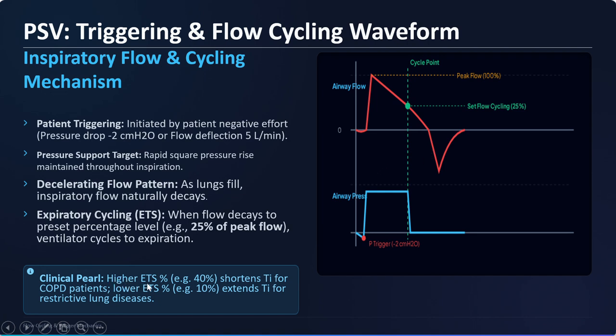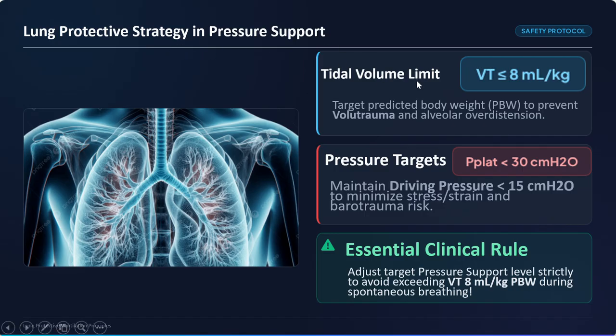Here in the clinical picture, if the patient needs a shorter inspiratory time, you set a higher ETS percentage, 40%. In a COPD patient, if you set a lower ETS like 10%, inspiratory time is extended, for a restrictive lung strategy. Lung protective strategy, the same as before: tidal volume less than or equal to 8 ml per kg of predicted body weight to prevent volutrauma and alveolar overdistension; plateau pressure less than 30; driving pressure less than 15. Clinical rule: adjust the target pressure support level strictly to avoid exceeding a tidal volume of 8 ml per kg predicted body weight during spontaneous breathing.